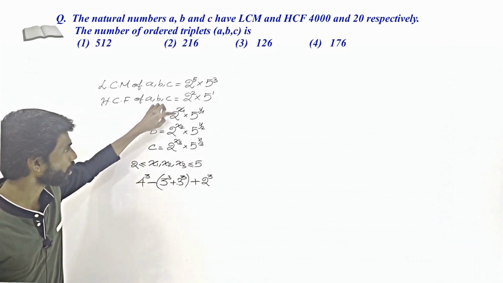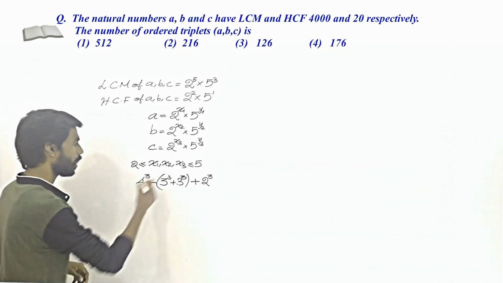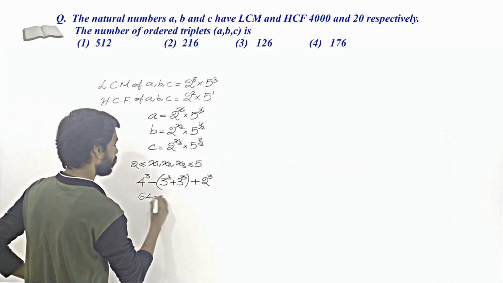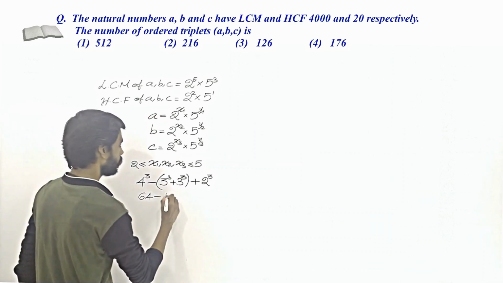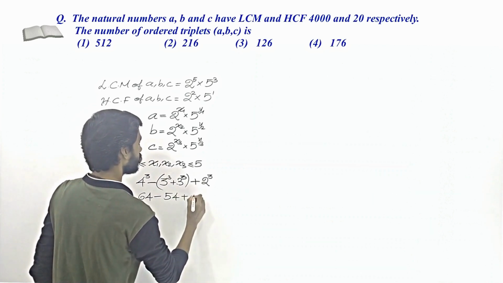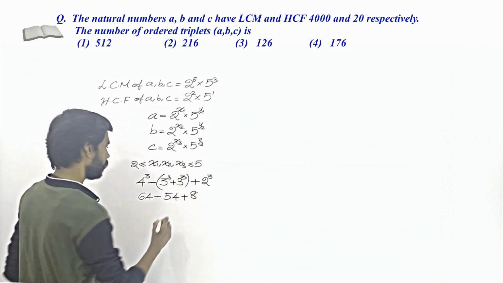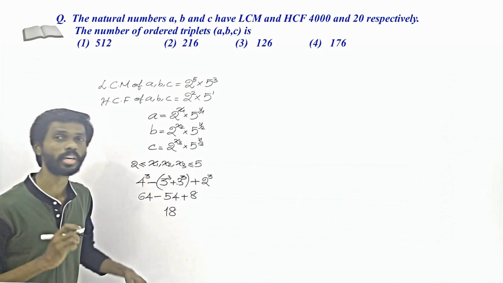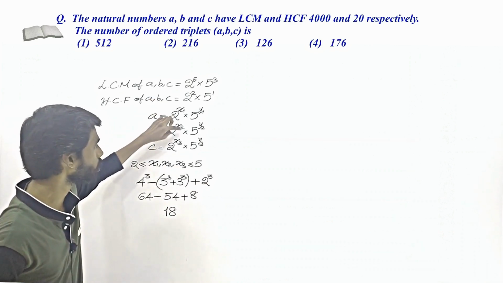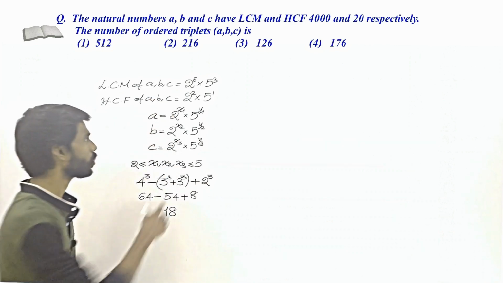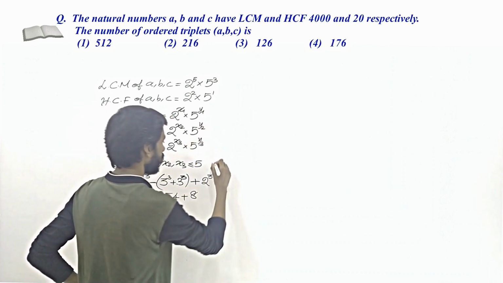I mean the number of ways to select x1, x2 and x3. So tell me, 64 minus this is 54 plus this is 8. So this gives you the value 18. So 18 is the total number of ways we can choose values for x1, x2 and x3. The same logic applies to the other variables y1, y2 and y3.